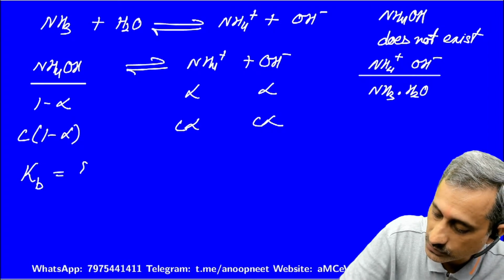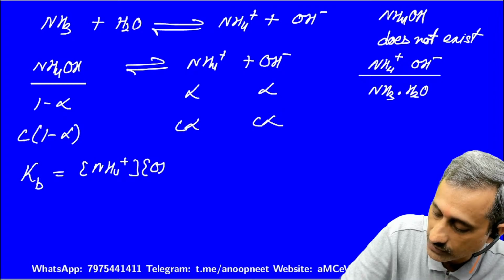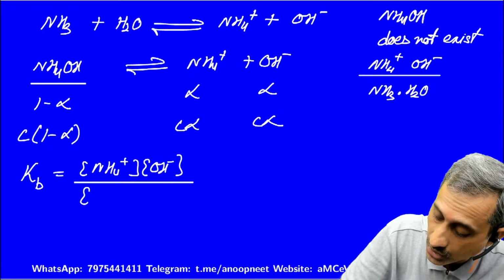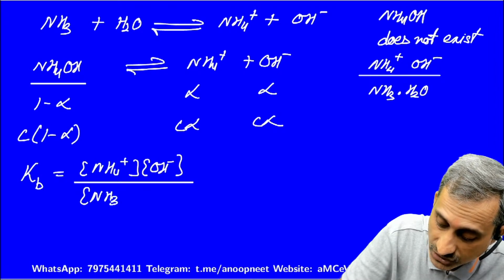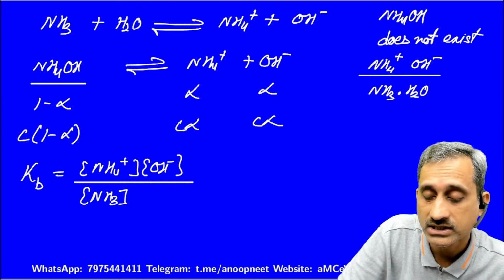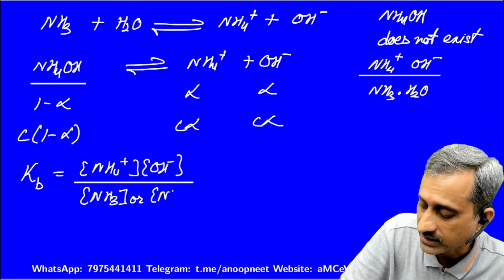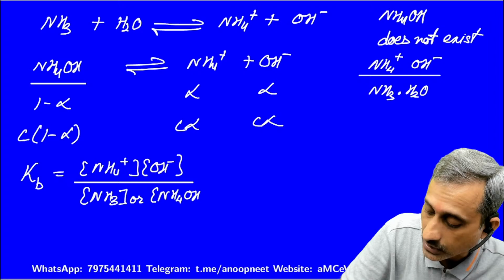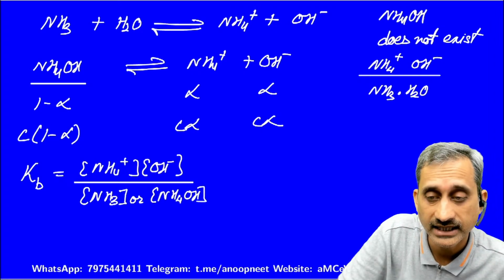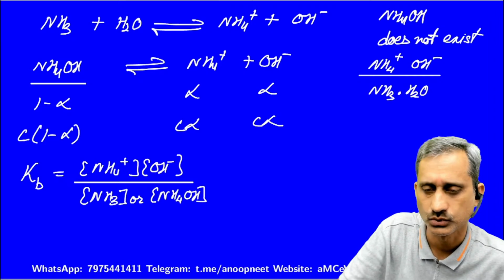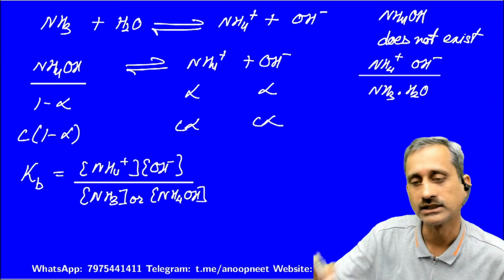Kb would be equal to the concentration of NH4 plus into concentration of OH minus divided by the concentration of ammonia, because it's actually hydrated ammonia, or if you wish, you can write the concentration of NH4OH. अगर कोई ज्यादा ही accurate होना चाहता है, then in that case they can write the concentration of hydrated ammonia, यानी कि NH3 dot H2O. Doesn't make a difference, एक ही चीज है.